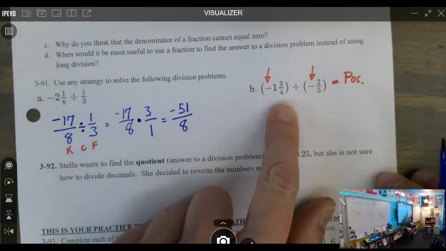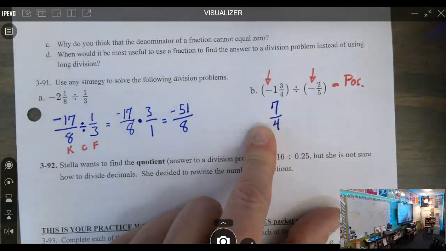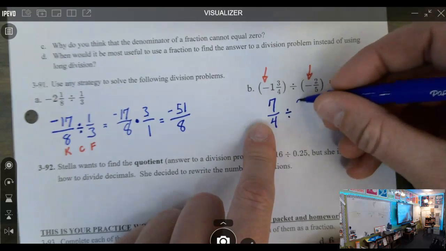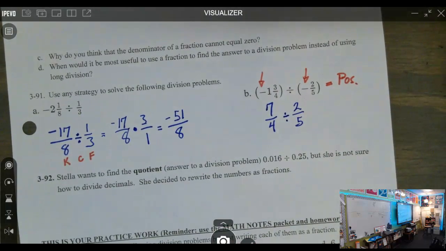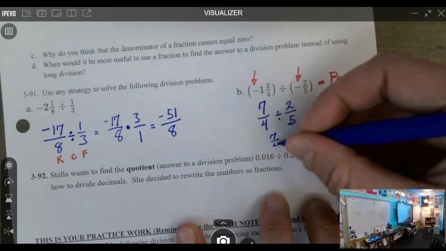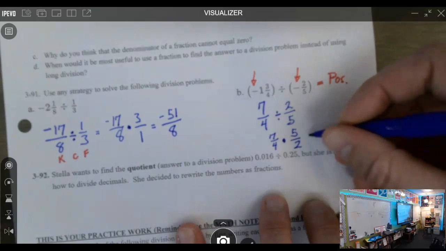So now, improper, 7 over 4. I'm still going to write my division in this step. Then I'm going to keep, change, flip. I know some of you guys are probably not waiting, but that's up to you. Now I'm going to keep, change, flip. So 7/4 times 5 over 2.